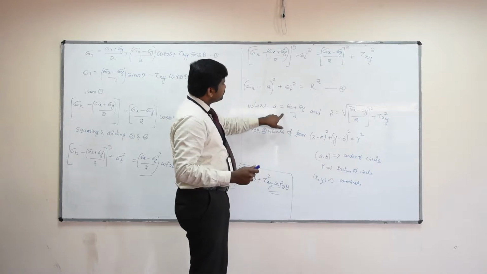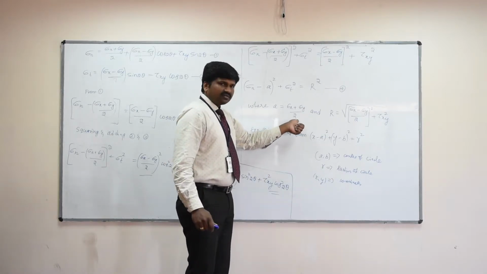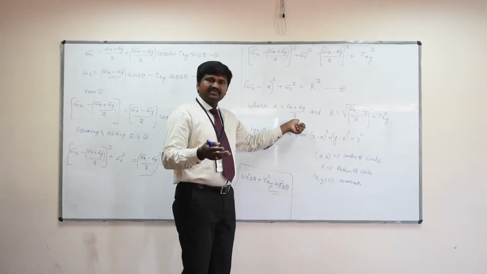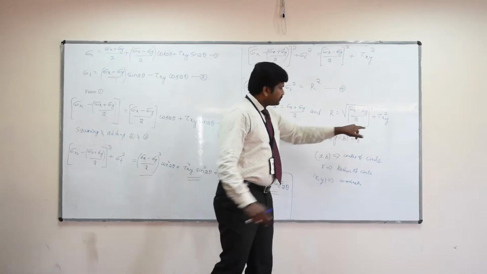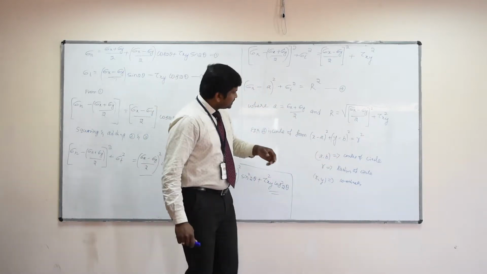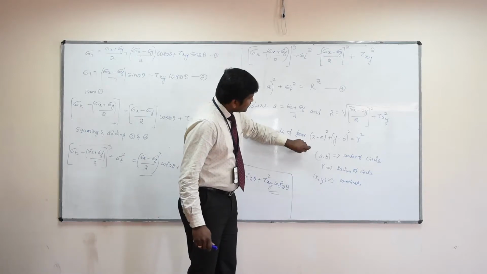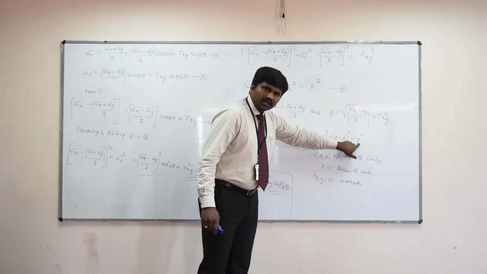So here in this equation, A is equal to (sigma x plus sigma y) by 2, which is called the average stress, which directly gives the center of a Mohr circle, and R gives the radius of a Mohr circle. So let us recall the general equation of a circle. So this is the general equation of the circle: (x minus a) whole square plus (y minus b) whole square is equal to r square.